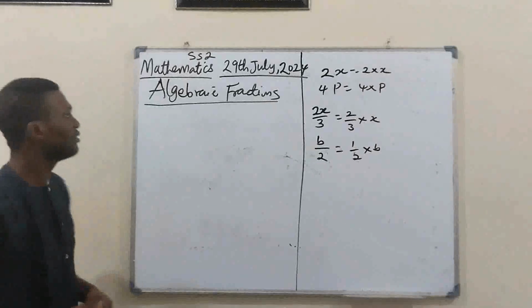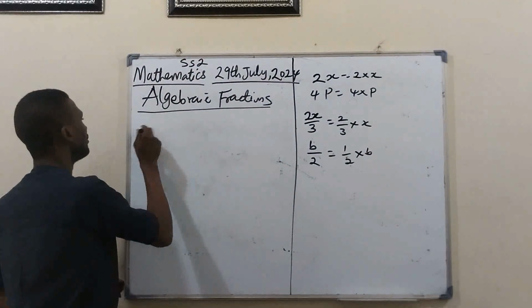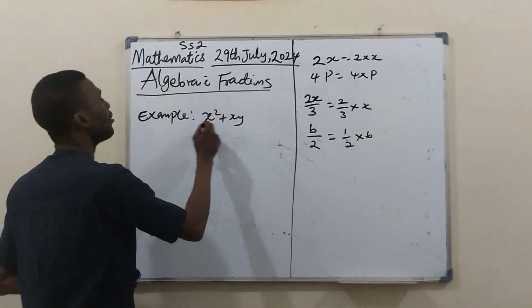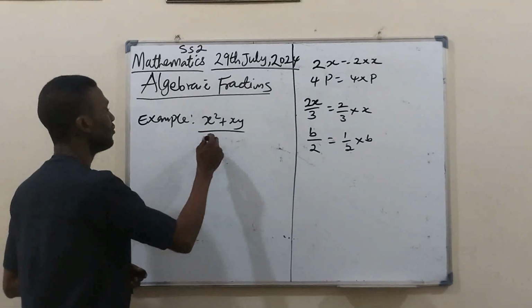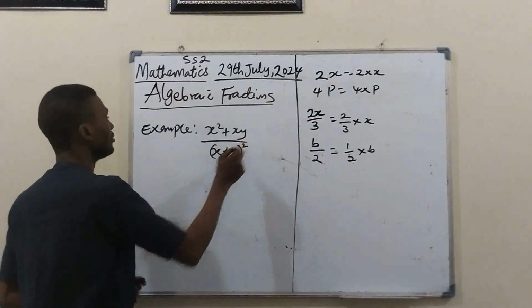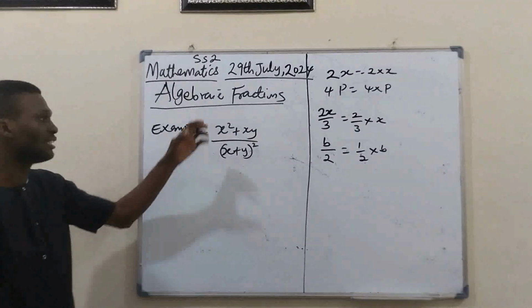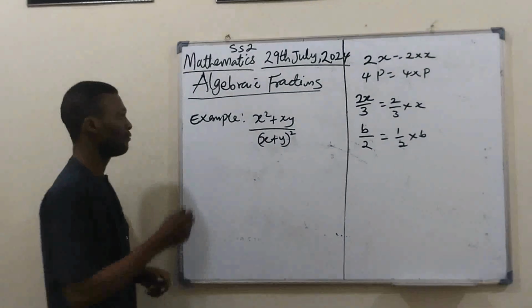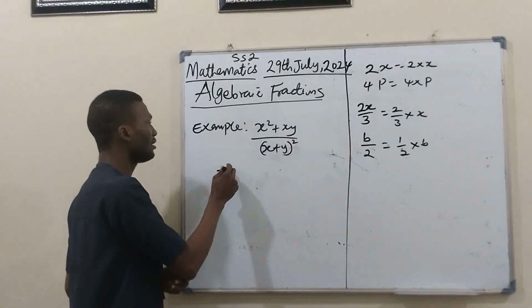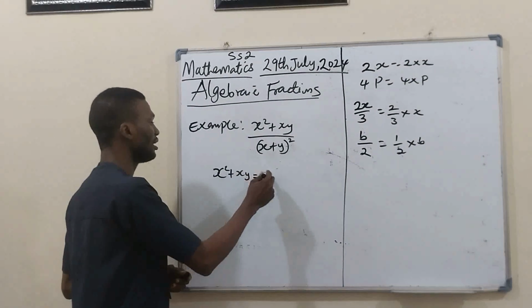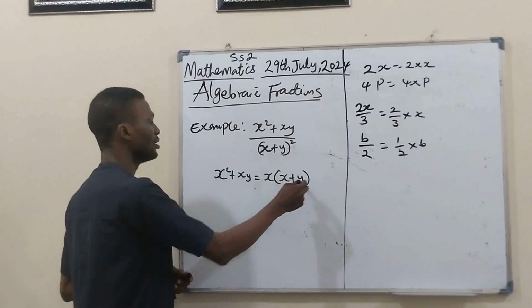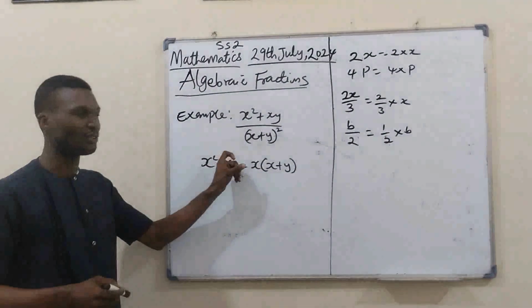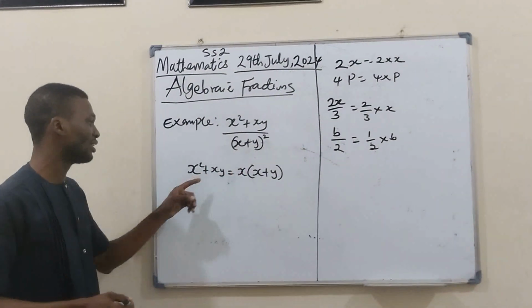For instance, if we are given a fraction like this, let's say, x squared plus xy, all over x plus y all squared. To simplify, we first factorize both the numerator and the denominator, then we cancel out their common factors. Beginning from the numerator, x squared plus xy will give us x into bracket x plus y. We see that x is common to both terms, so we pick x as our highest common factor. x into x squared, we have x; x into xy, we have y.